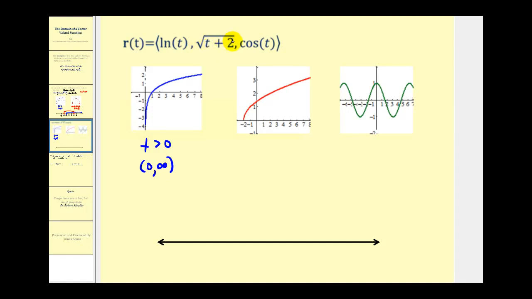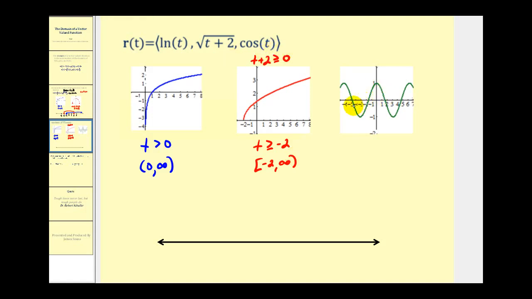Now for the square root of t plus 2, again, we know that t plus 2 must be greater than or equal to 0, so we could subtract 2 on both sides to get t greater than or equal to -2. We can also see that here from the graph. So we have t greater than or equal to -2, or we could express it as closed at -2 to positive infinity. And then our last function, we have cosine of t.